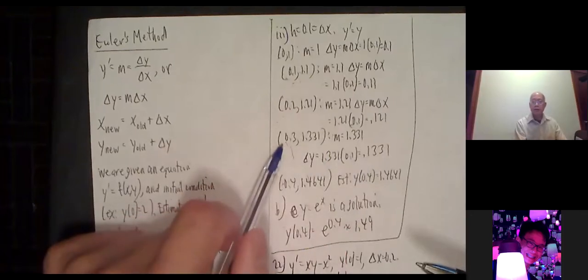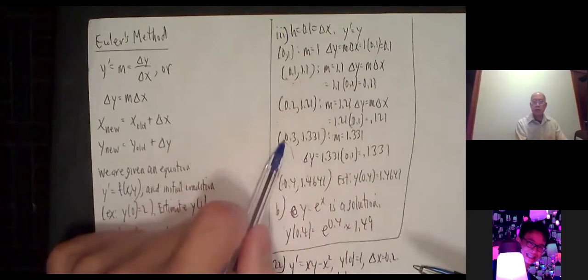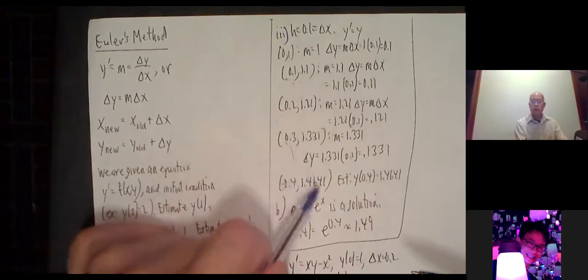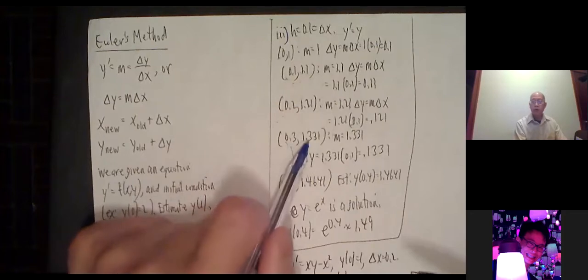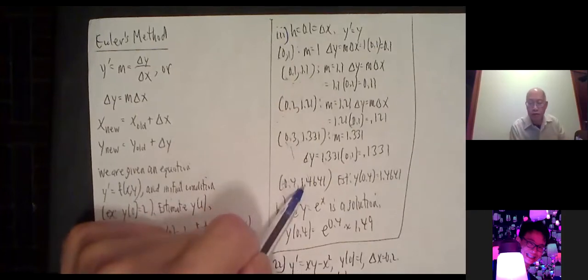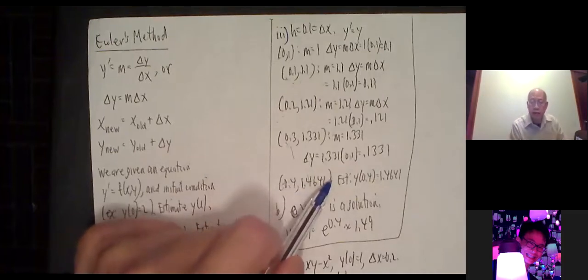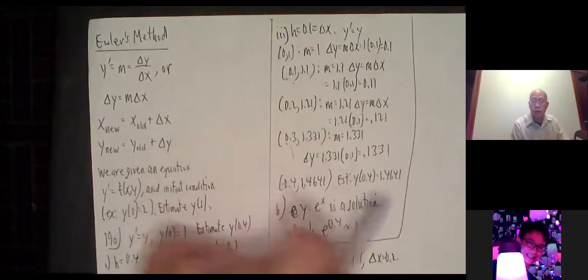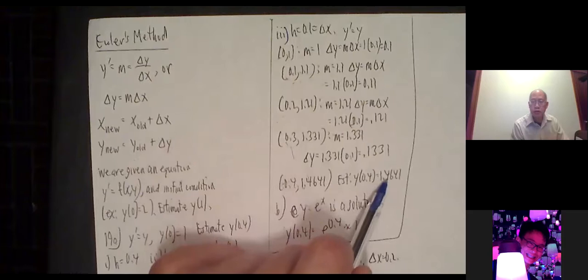So what's the new x? Old x plus delta x, 0.4. Then I'm done. What's the new y? Old y plus delta y, 1.4641. Clearly a lot more work, but we think it's going to be the best estimate. So part 3, y of 0.4 equals 1.4641.